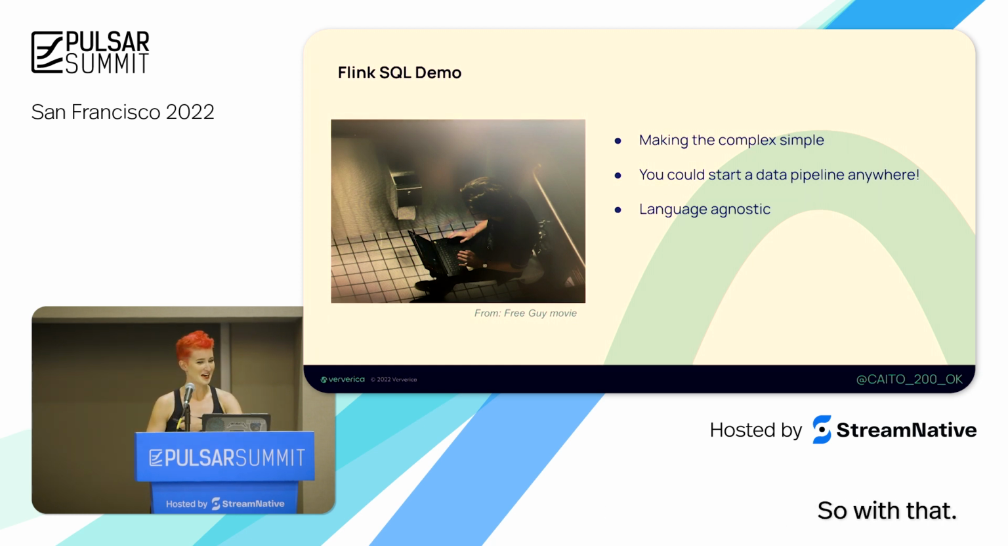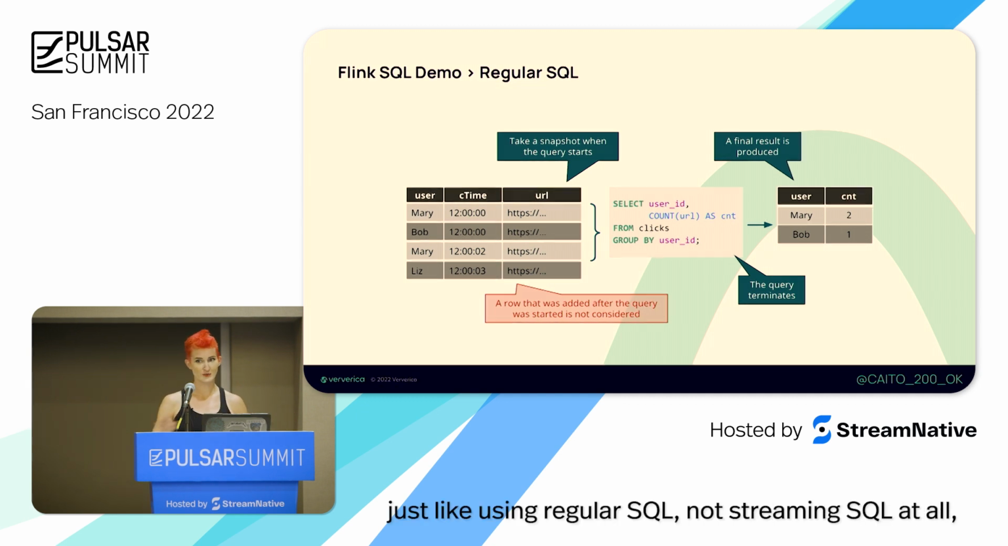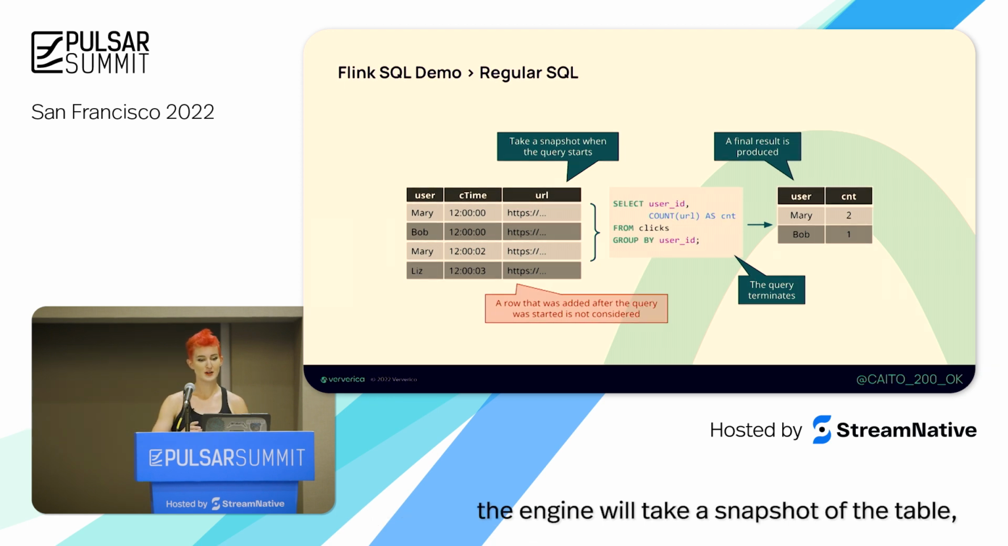So with that, now for the fun part, at least I think this part's fun. So what is different about running SQL on a streaming engine? In your regular database, just using regular SQL, not streaming SQL at all, where you execute your query at a certain point in time, the engine will take a snapshot of the table at the time the query was run, then computes the results based on that static snapshot, and then the query terminates.